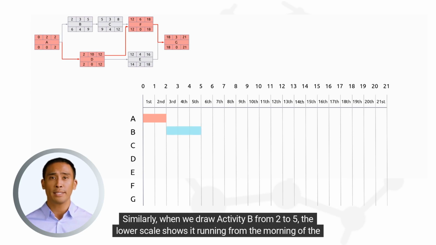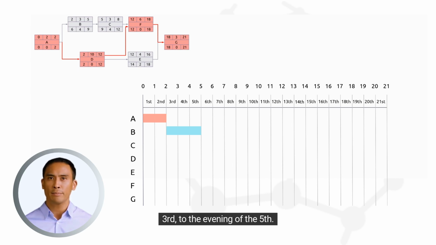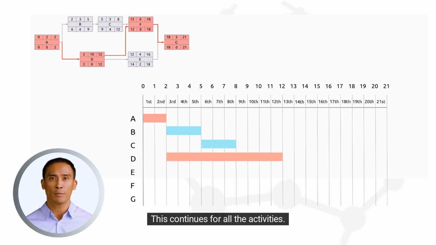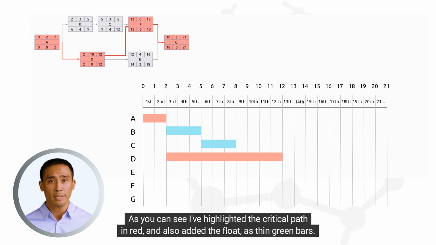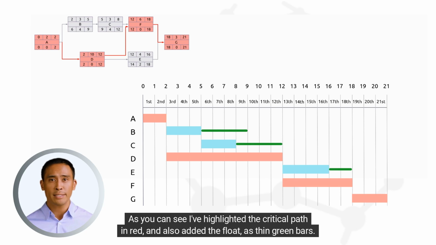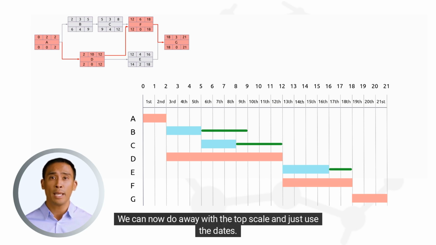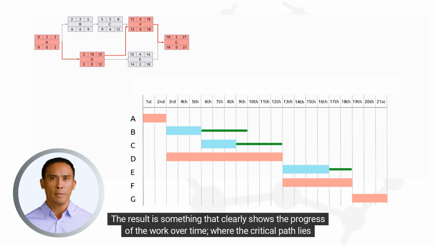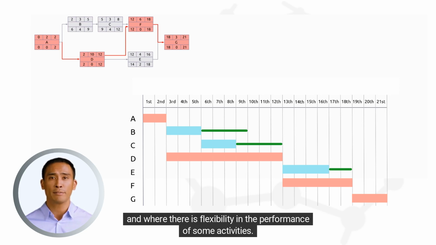Similarly, when we draw activity B from 2 to 5, the lower scale shows it running from the morning of the third to the evening of the fifth. This continues for all the activities. As you can see, I've highlighted the critical path in red and also added the float as thin green bars. We can now do away with the top scale and just use the dates. The result is something that clearly shows the progress of the work over time, where the critical path lies and where there is flexibility in the performance of some activities.